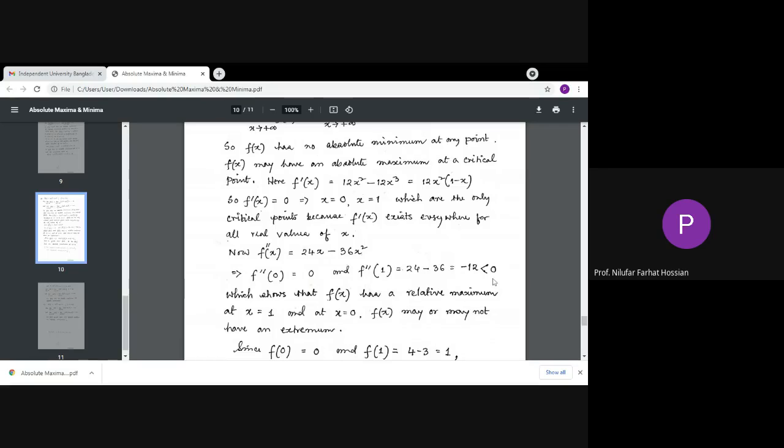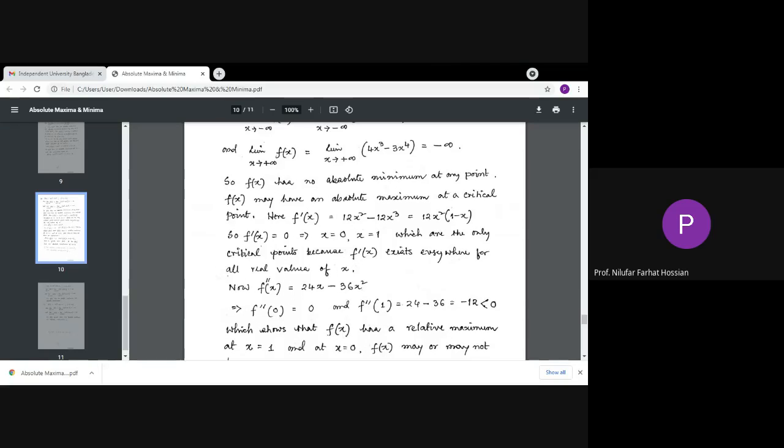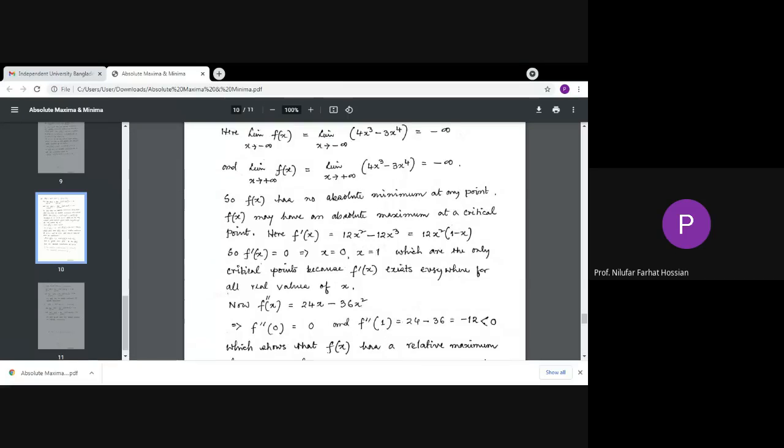There is a maximum here. I didn't use the first derivative test, because you can check the function value for x equal to 0 and for x equal to 1. You just go back to the original function and put down x equal to 0 and x equal to 1. The maximum value will give you the absolute maximum.